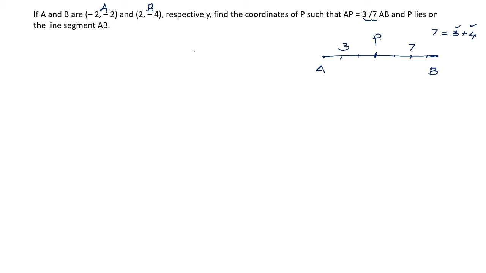And P is the point x comma y. A is given as 3 is to 4, I have written 7, sorry, 3 is to 4. A is minus 2 comma minus 2 and B is 2 comma minus 4. Now find P. So what is actually the question? Yes, you have to apply the section formula.